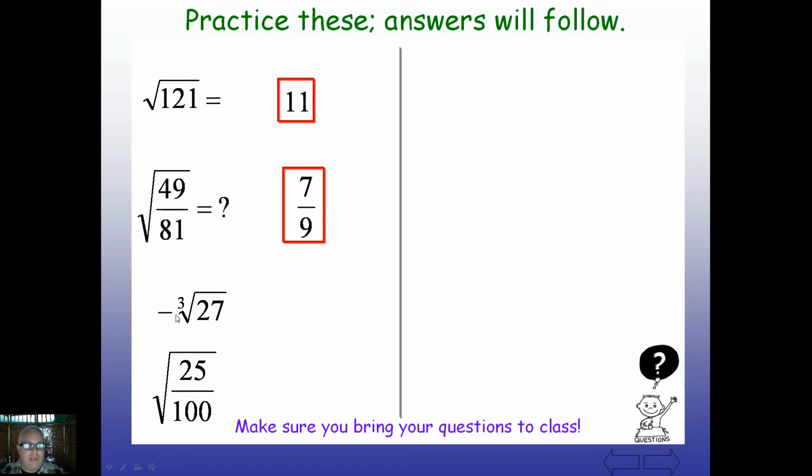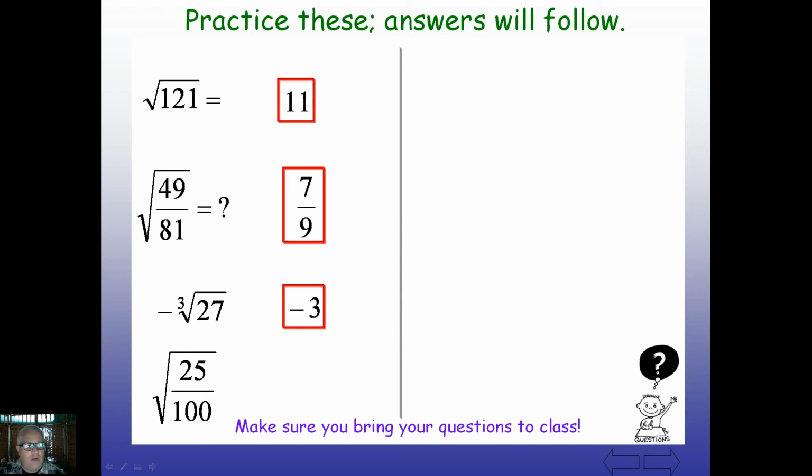How about this? The negative cube root of 27. The negative, or another way to say that, is the opposite of the cube root of 27. Cube root of 27, we've practiced cube roots a lot together. So hopefully you know that is 3. What's the opposite of positive 3? So maybe you got the answer of negative 3. That would be good. And how about this last one here, 25 over 100?